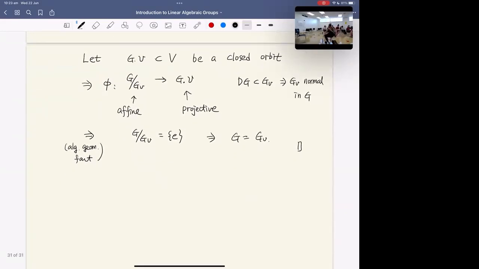Sorry, what fact do you use? Well, I'm using that if you have a connected affine variety mapping to a projective variety, or a complete variety, with finite fibers, then it's a finite number of points if you don't have connectedness, but now it's connected.